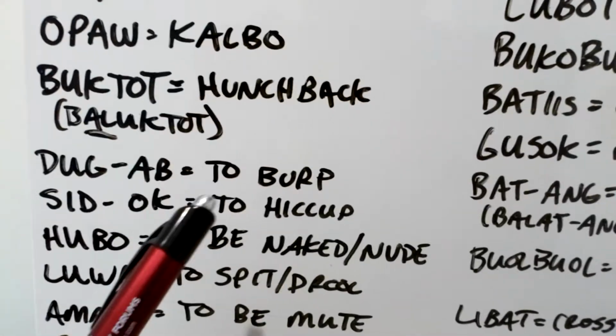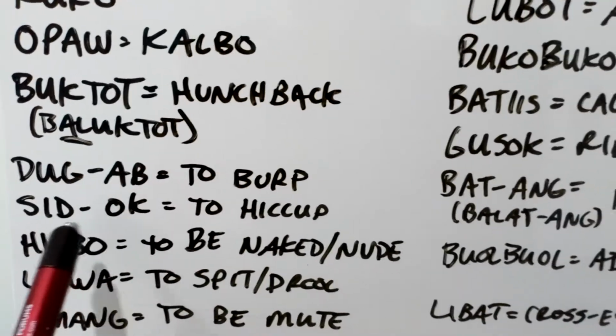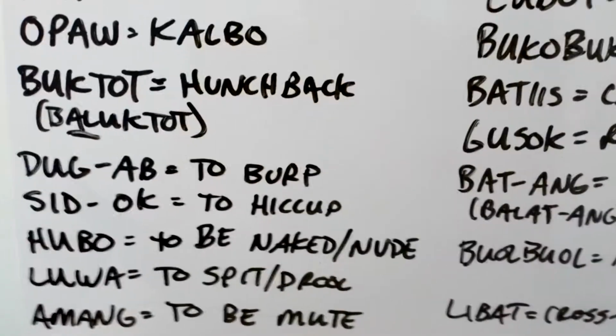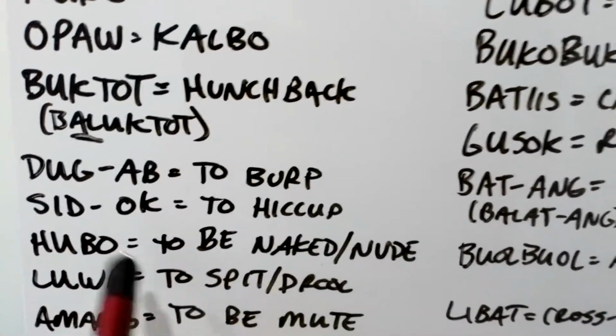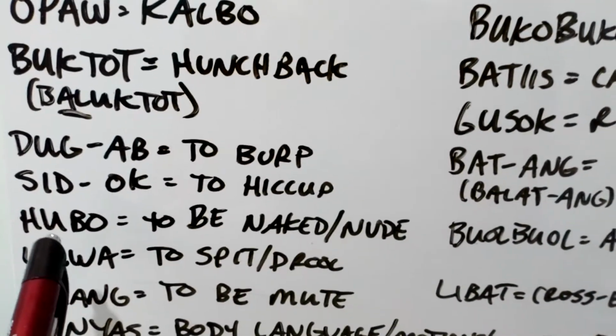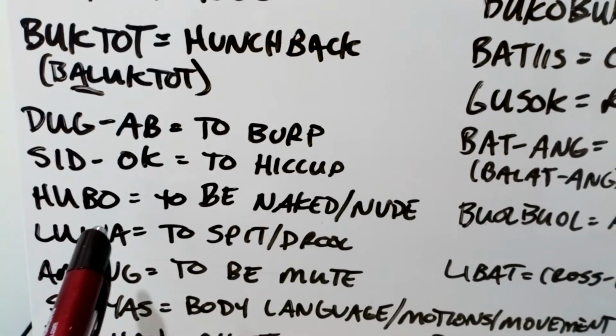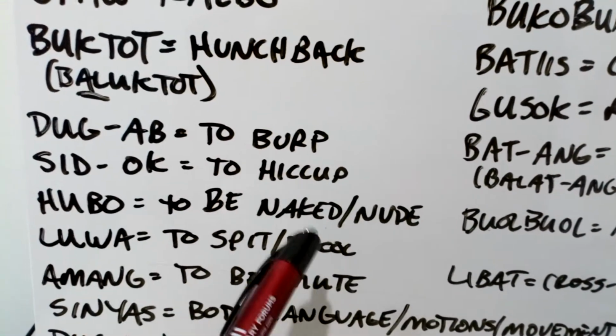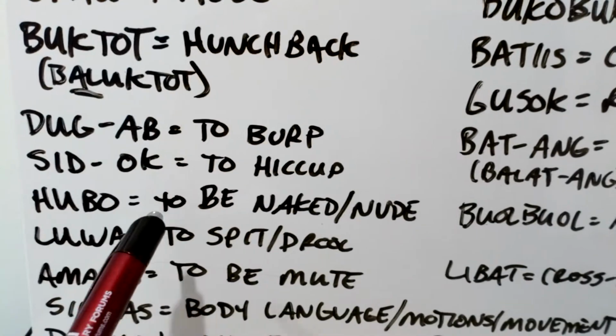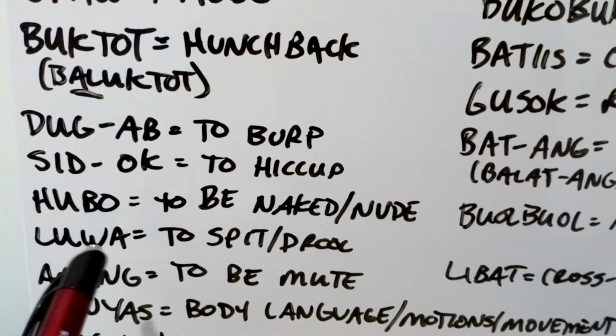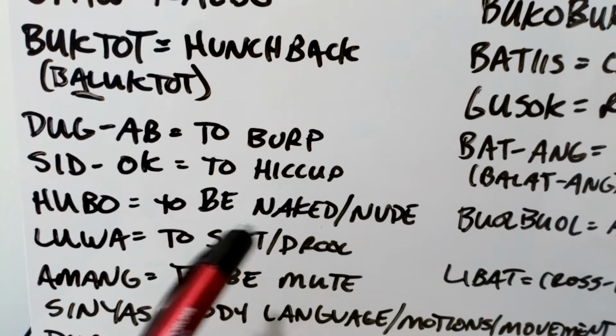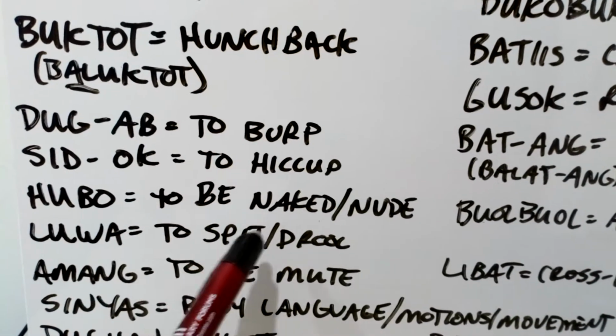Dugab means to burp, and sidok means to hiccup, right? So dugab means to burp, and sidok means the hiccups, right? The hiccups. Oh, you have hiccups, right? Hubo means to be naked or nude, right? So for example, if you're gonna have sex or something, right? Now, hubo, right? They're just naked, or to undress, right? To be naked or nude. Luwa means to spit or drool, right?